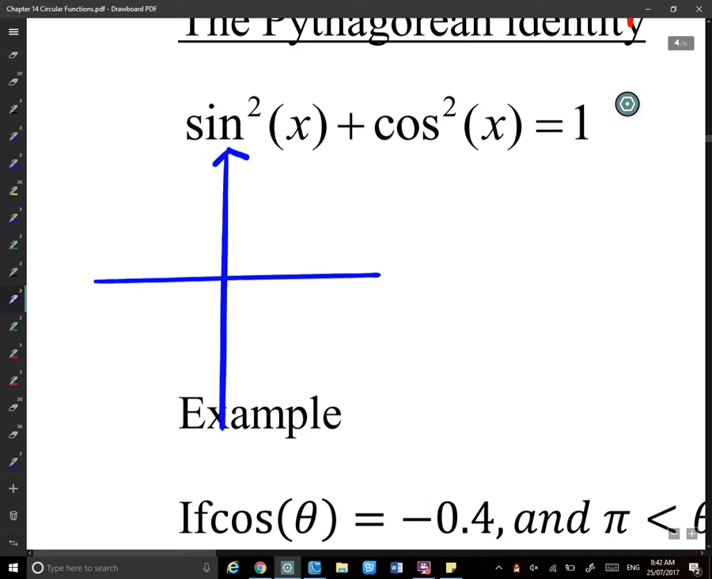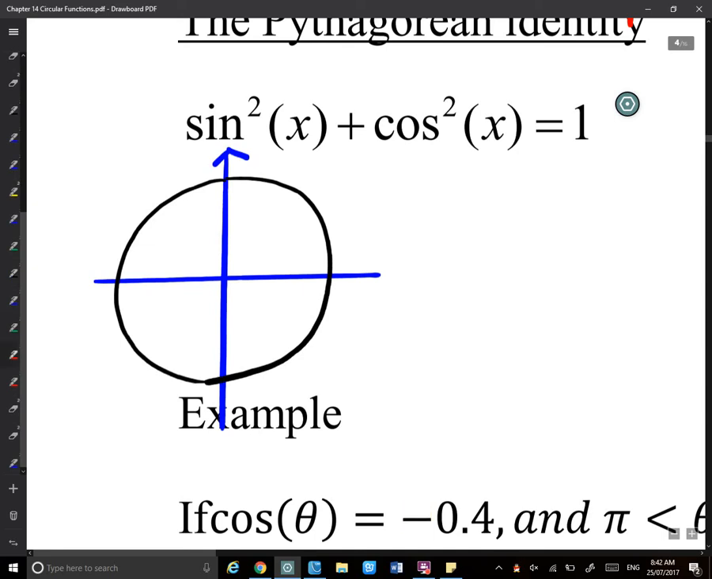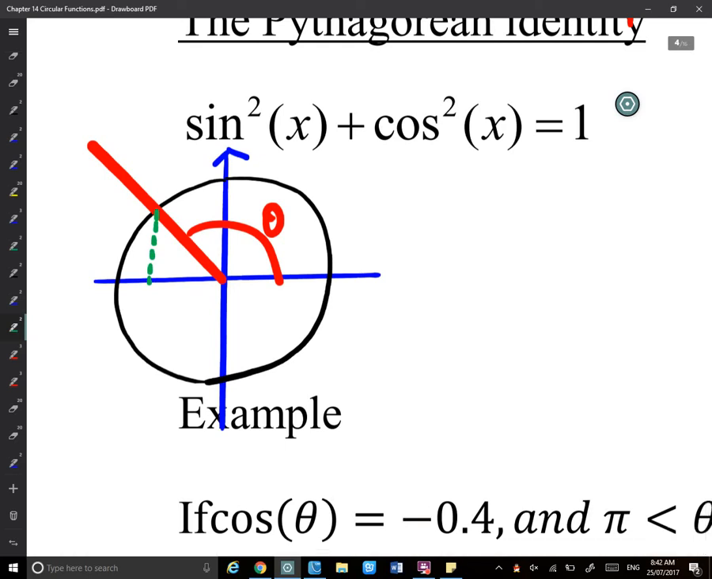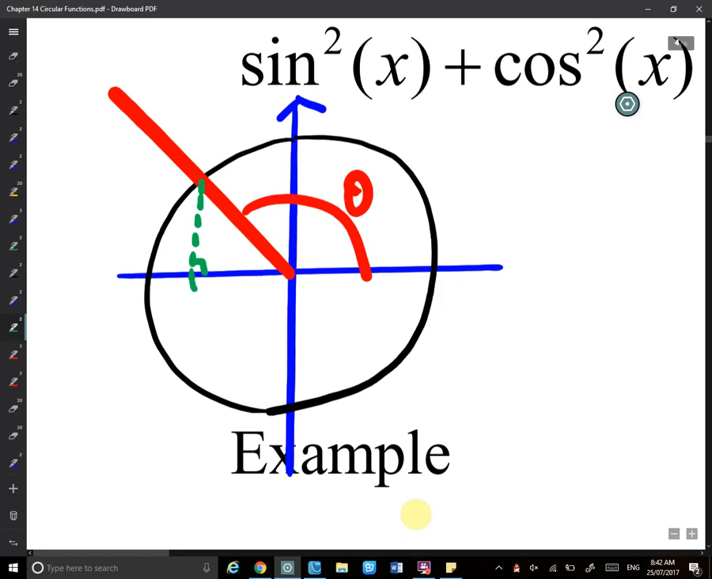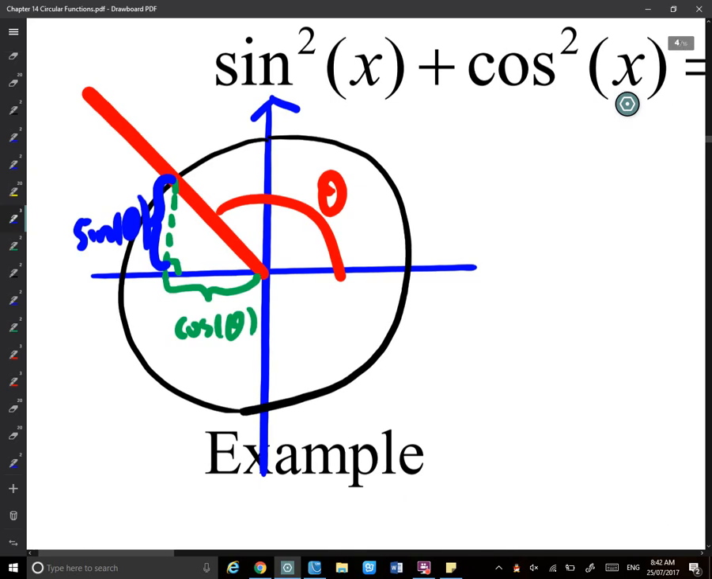I'll just draw a unit circle. So I have a unit circle here. And I have any angle of this, okay, this is theta. This length is x. X represents the cosine, so this is cosine theta. And this is the y. Y represents the sine theta.